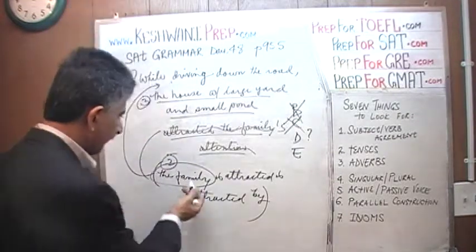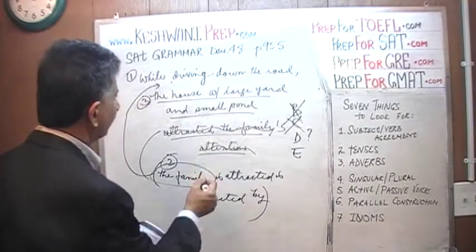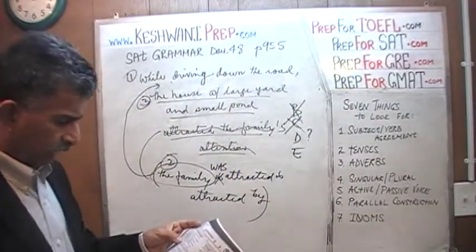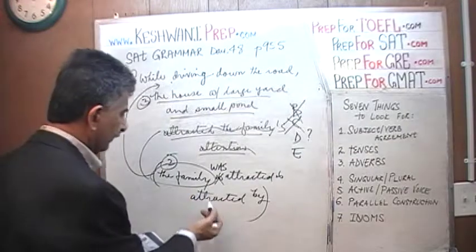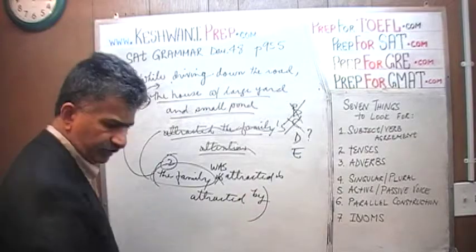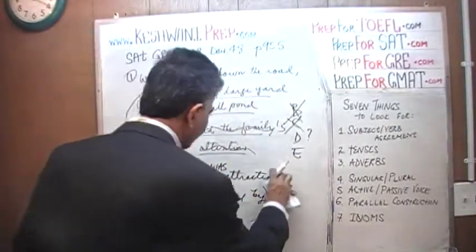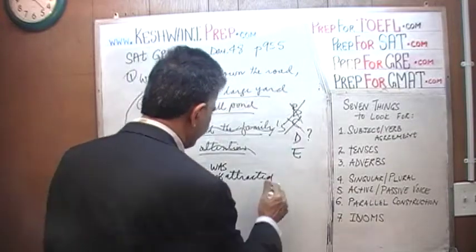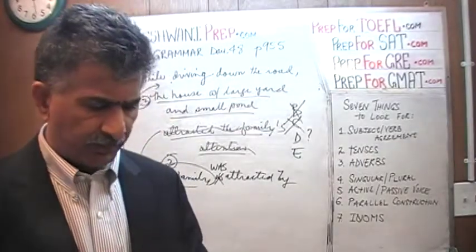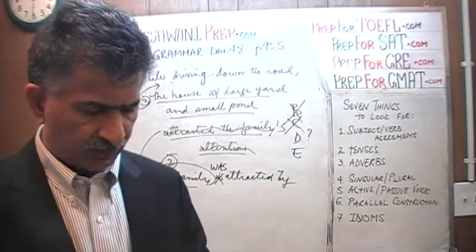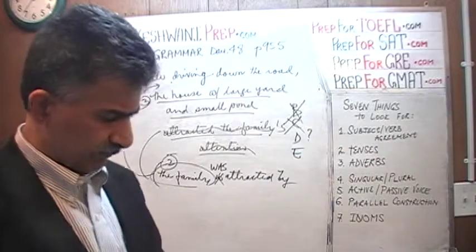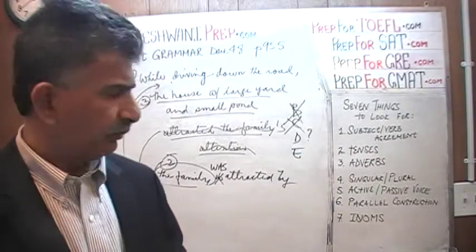The family was attracted. It should be in the past tense. The family was attracted to the house. The family was attracted while driving down the road. I'm reading the answer choice: the family was attracted to the house, or by the house, same thing, with a large yard and a small pond. There you go, the answer is E.